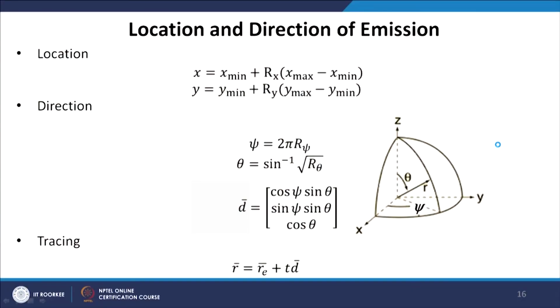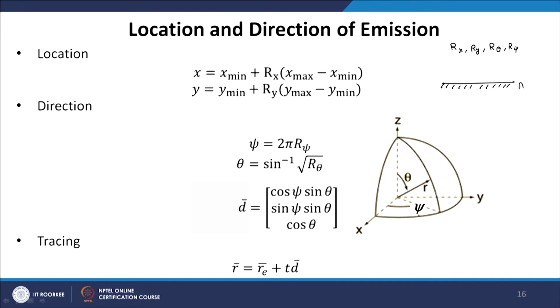Okay. Now, how to calculate the location and direction of emission using random numbers? Let us say we have taken 4 random numbers Rx, Ry, R theta and R psi. So, we have selected 4 random numbers, and these 4 random numbers are all uniformly distributed between 0 and 1.